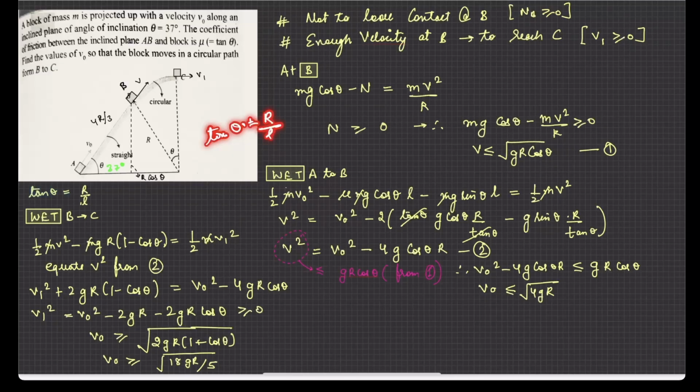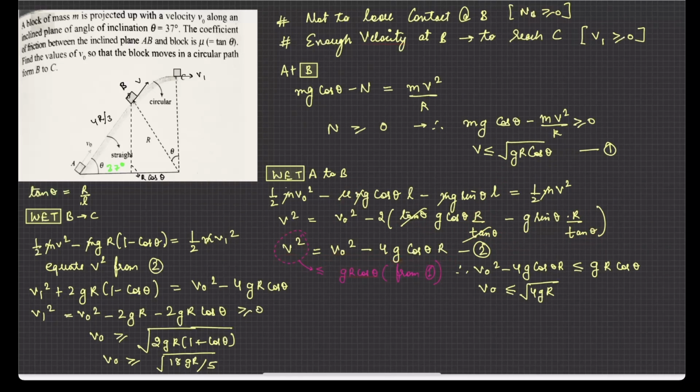r by L. So L comes out to be equal to r by tan theta. So I put the value of L as r by tan theta. I put the value of mu as tan theta and L as r by tan theta, and I solve this equation. It comes out to be v square is equal to v naught square minus 4g cos theta into r.